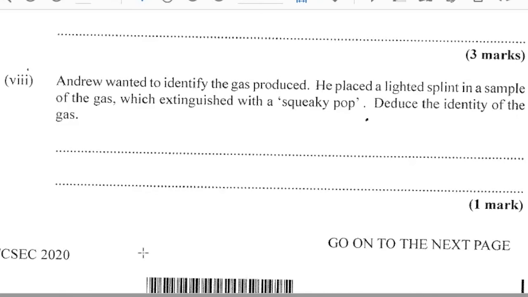Part 8. Andrew wanted to identify the gas produced. He placed a lighted splint in a sample of the gas, which extinguished with a squeaky pop. Deduce the identity of the gas. So once we hear about a lighted splint being extinguished with a squeaky pop, then the gas in question is hydrogen.